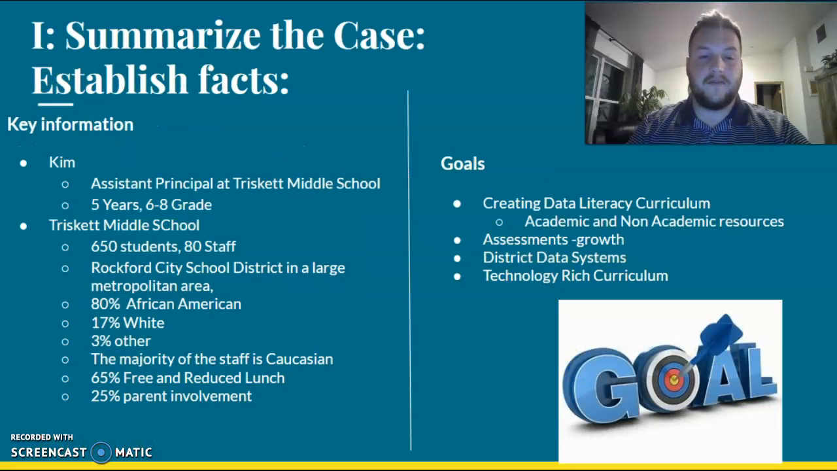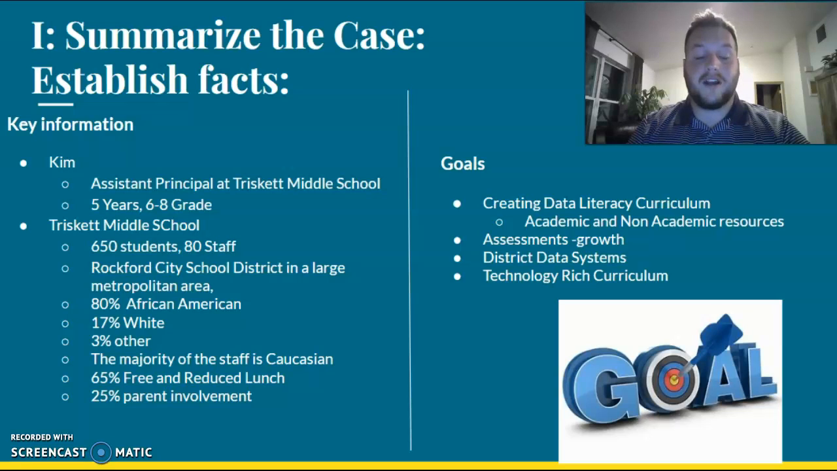Breaking down some of the key information. First is Kim. Kim is the assistant principal at Triscuit Middle School. She's been there for 5 years, and the school ranges from 6th to 8th grade. Breaking down the school a little bit more, we have 650 students. We have 80 staff. It is Rockford City School District. It's a large metropolitan area.